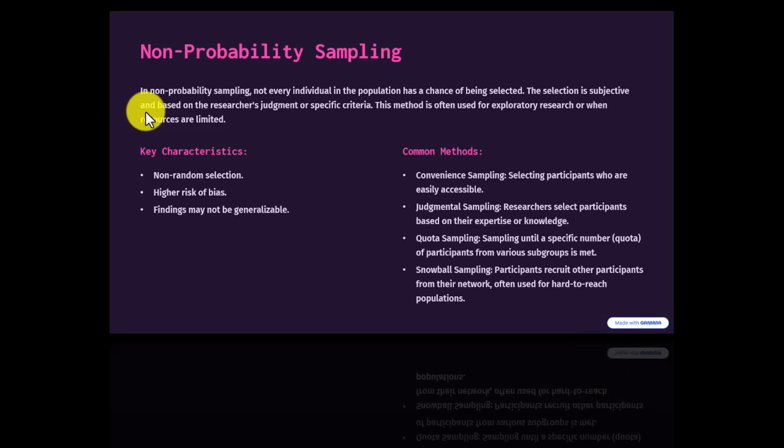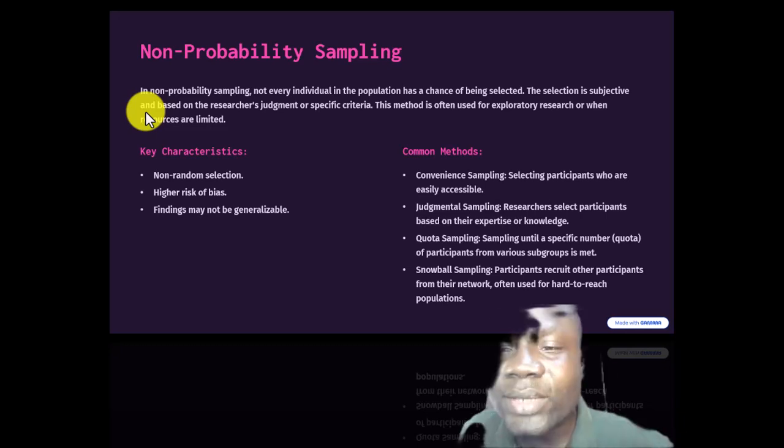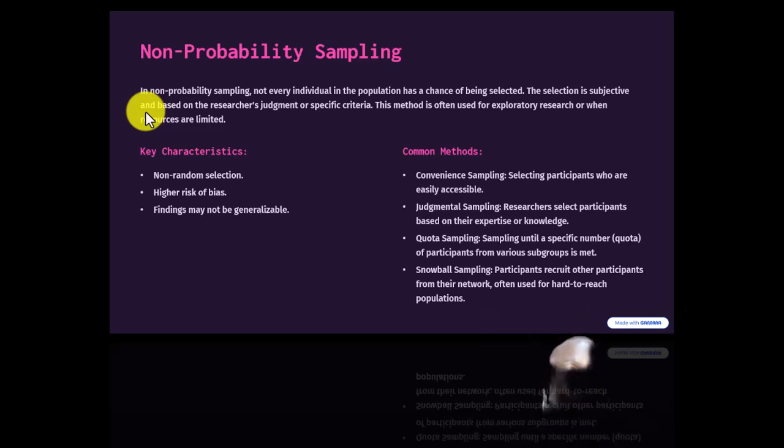So it is very important that we understand that whenever we are sampling, there is also the non-probability sampling. In this case, not every individual in the population has a chance of being selected. The selection in this process is subjective and is based on the researcher's judgment or specific criteria. This method is mostly used in exploratory research or when resources are limited. They are also used in qualitative research because in some cases you just need some particular group.